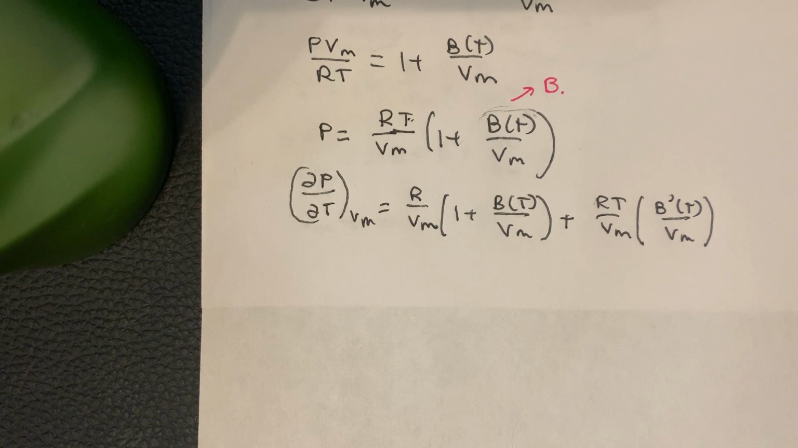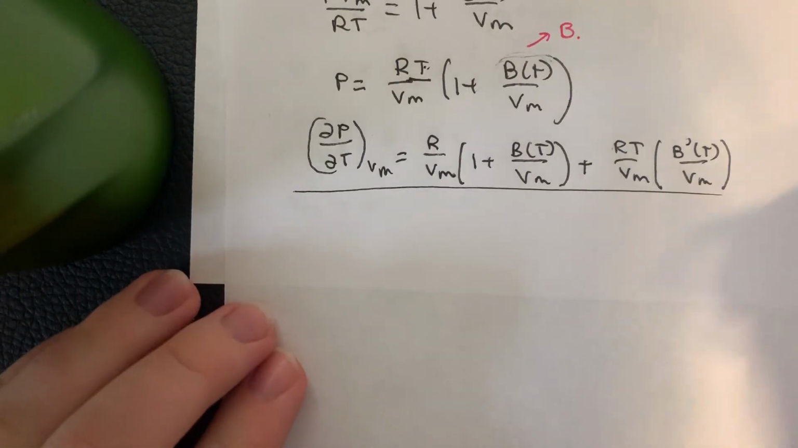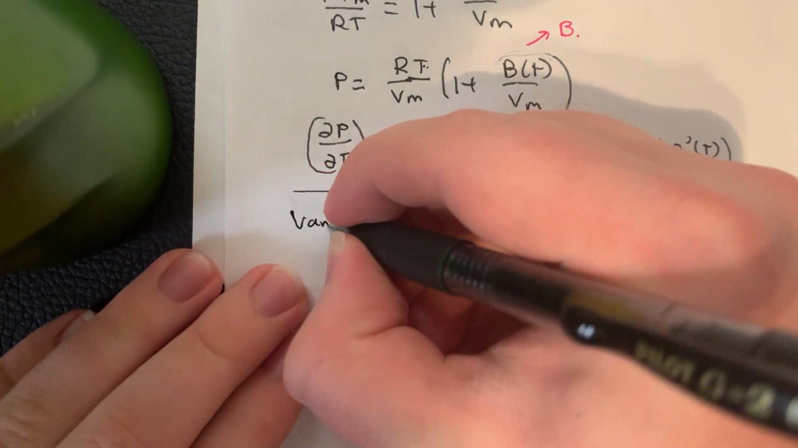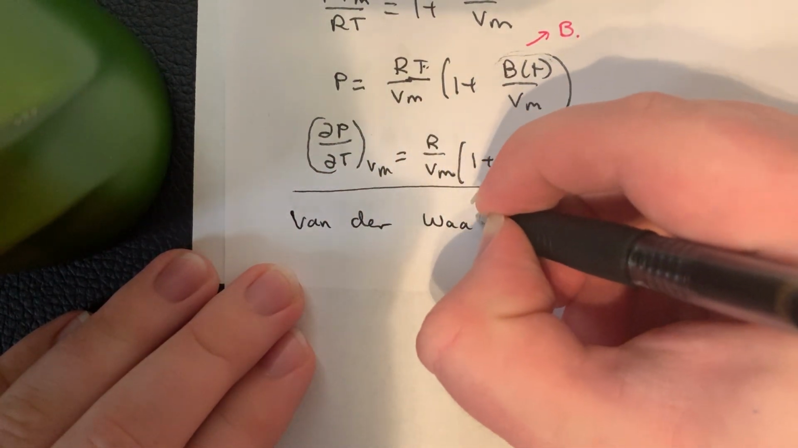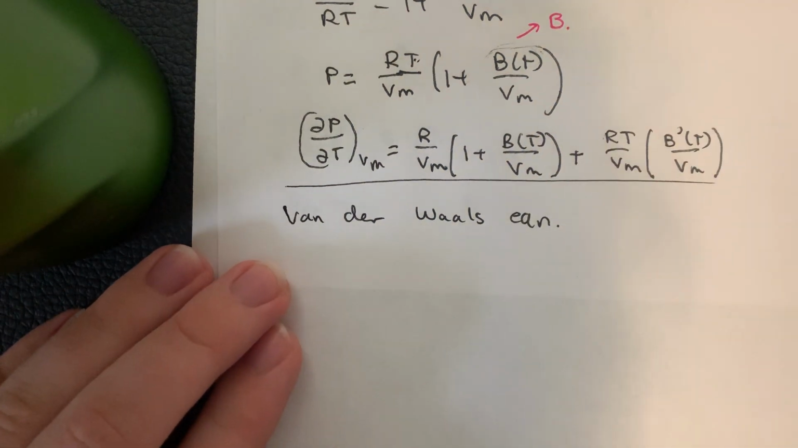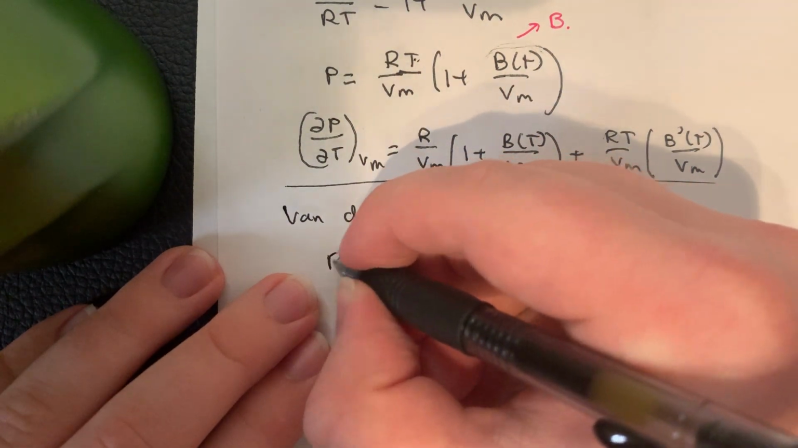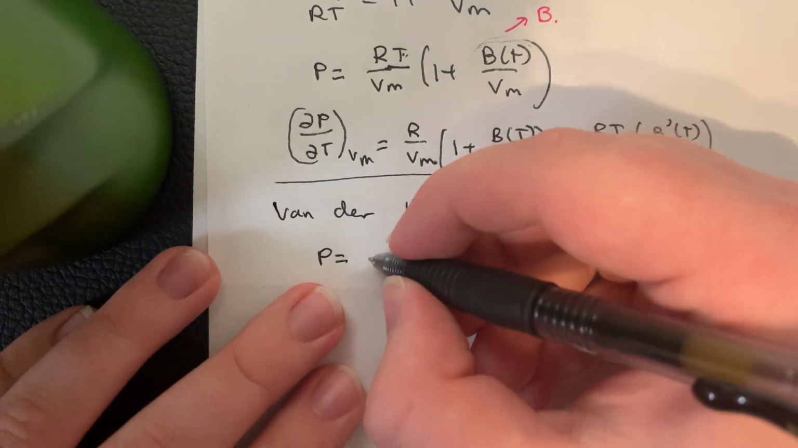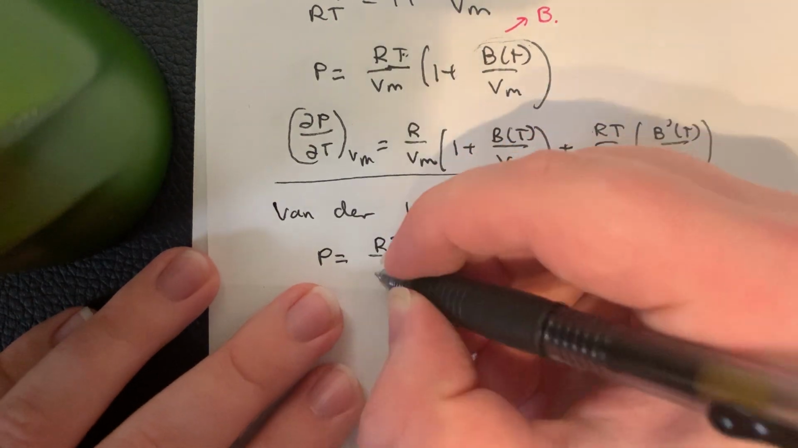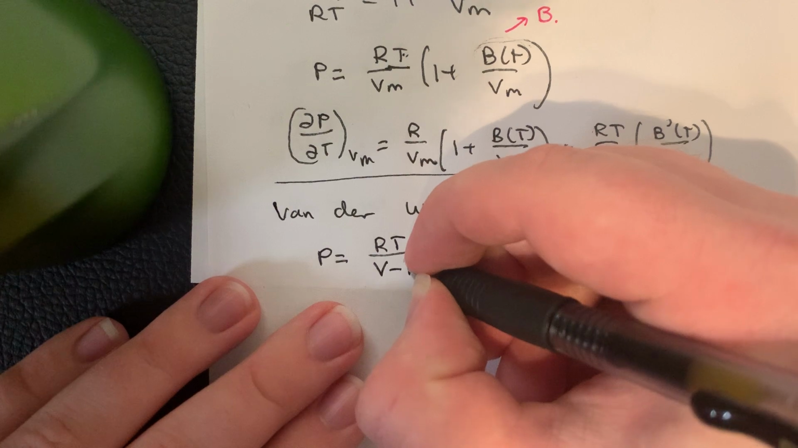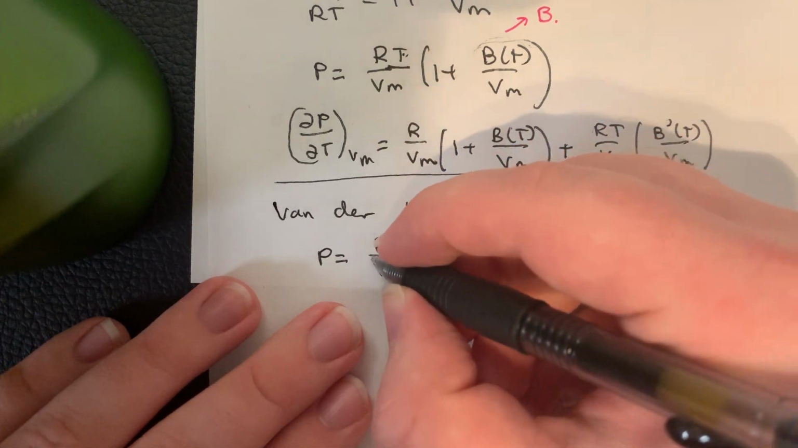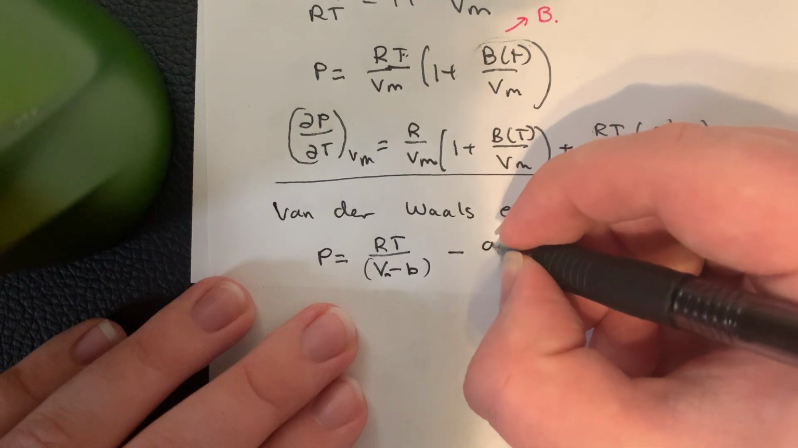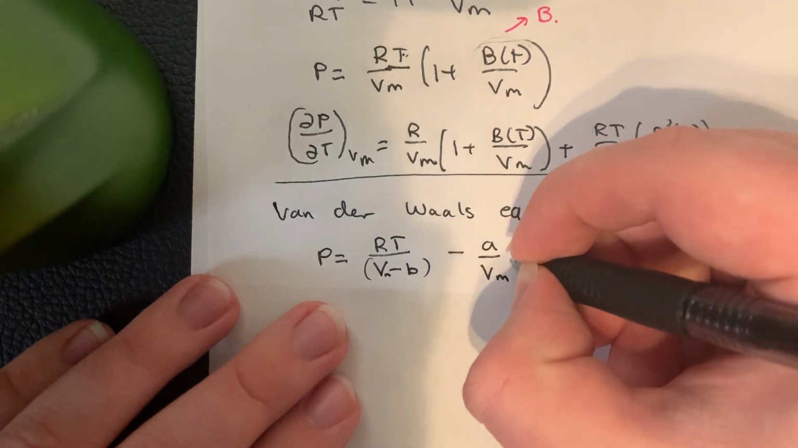Okay, so we're going to end on one final note then. Draw the line here. So the van der Waals equation is defined as follows. P is equal to RT divided by V minus B, we're going to call that the molar volume, minus A over Vm squared.